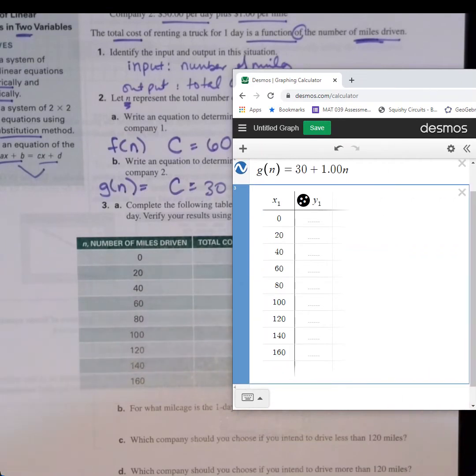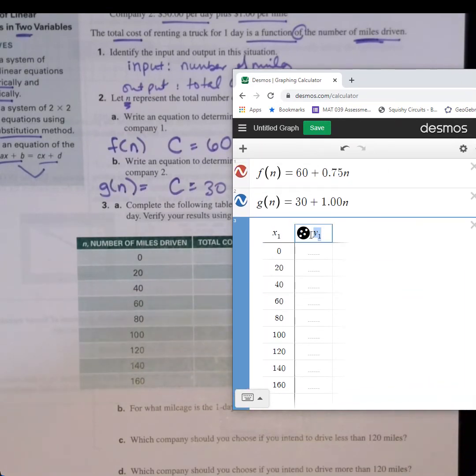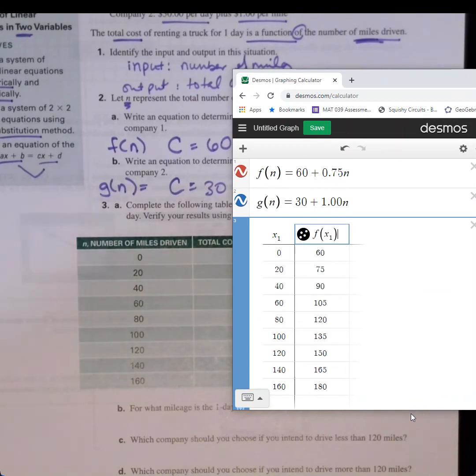And I'm going to expand this part of it. I have those two functions I want to plug in. One of them is the function named f, plugging x1s in for the inputs. The other one's the function named g, putting x1 in for the inputs. So if you just go over, you can insert additional columns to your table.